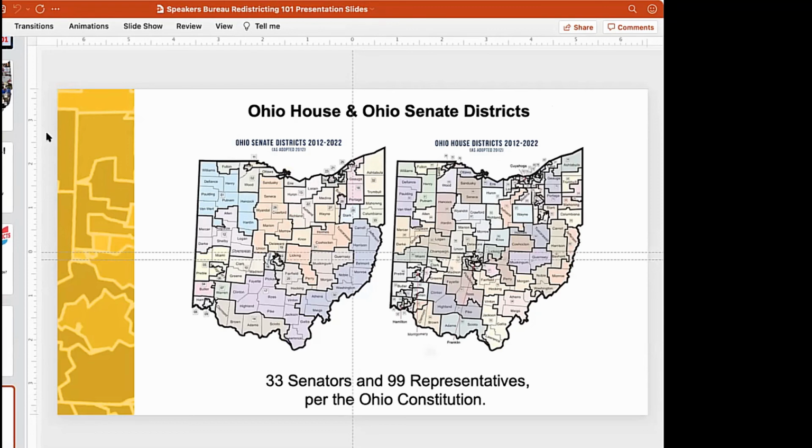Now, moving to state issues, these are maps of the Ohio districts. We have a bicameral legislature. We have a House and we have a Senate. There are some states I think that are unicameral, but we're bicameral. So the district lines are different because by our Constitution, we have a fixed number of senators, 33, and a fixed number of representatives, 99.